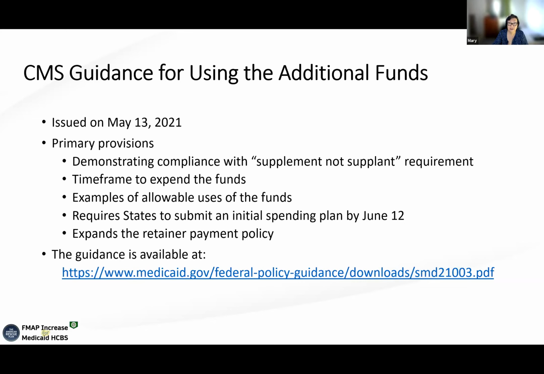And then the other thing the guidance did was to expand the retainer payment policy. So the providers on the call will be familiar with the previous policy, and what it does is it expands the retainer payment policy. So we're going to be going over all of these things in this presentation. And the guidance is available at this website, which we'll also put into the chat in case you want to look at the guidance yourself. And we'll also be posting that on our website.